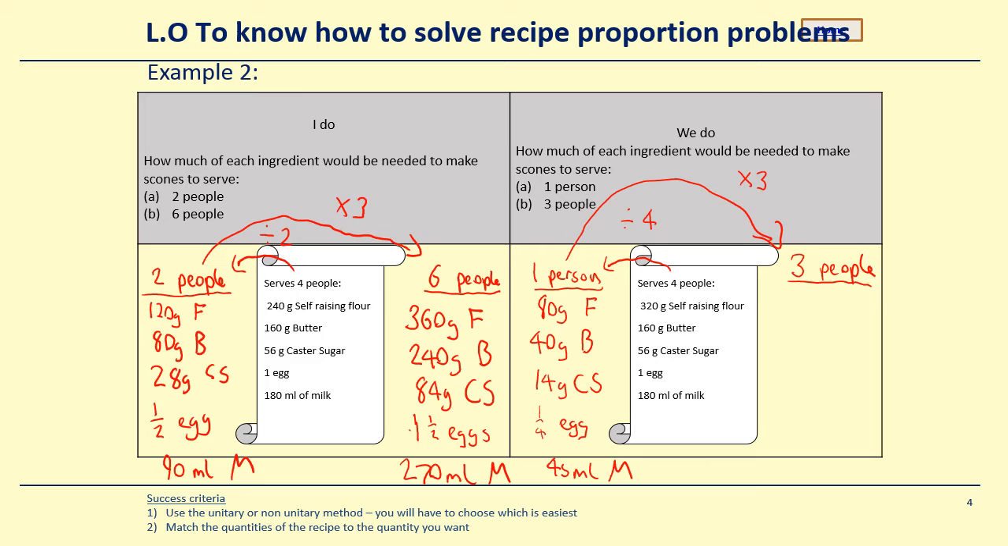Okay? So 80 times 3 gives me 240 grams of flour. 40 times 3 gives me 120 grams of butter. 14 times 3 gives me 42 grams of caster sugar. Quarter of an egg times 3 gives me 3/4 of an egg. And 45 times 3 gives me 135 milliliters of milk.